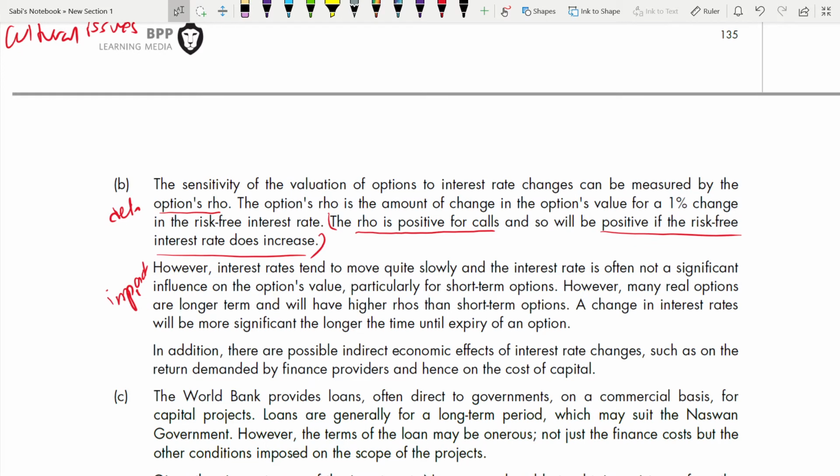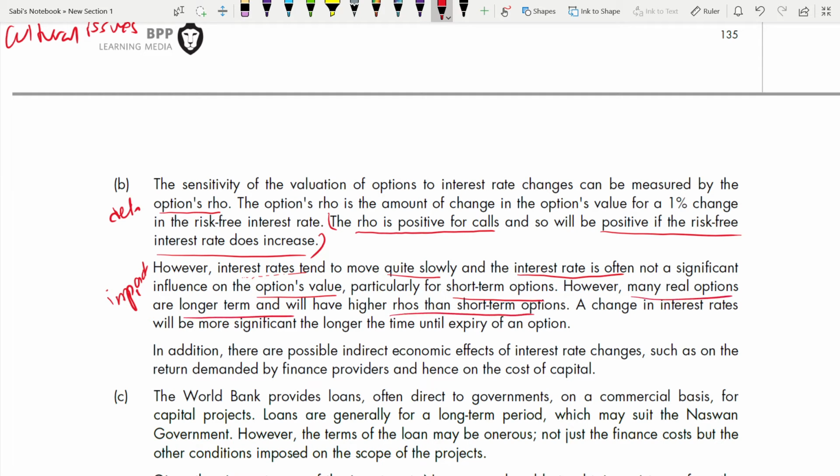Now, coming to the impact. However, interest rates tend to move quite slowly and interest rate is often not a significant influence on the option's value, particularly for short-term options. This is not a significant impact on the option's value. You need to mention that as well. And in the question, if you've seen the case study, interest rate is not moving, it's moving very slowly. However, many real options are longer term and will have a higher rho than short-term options. You need to mention this as well.